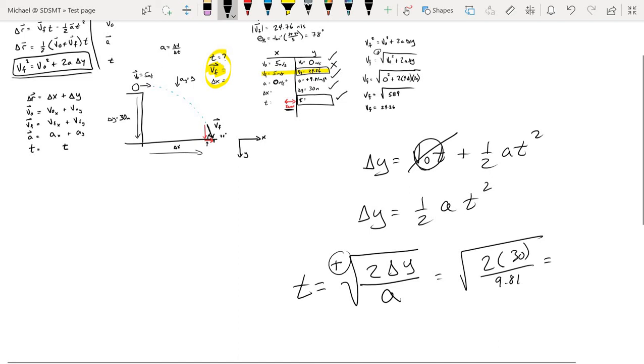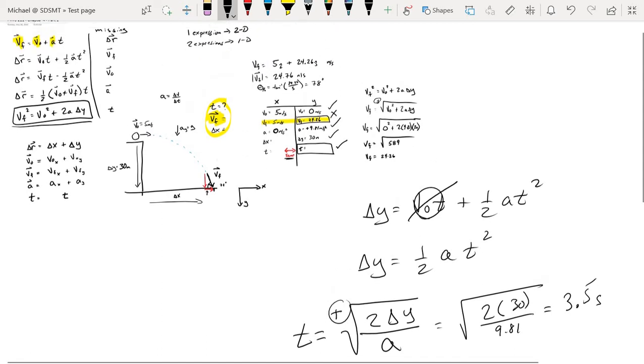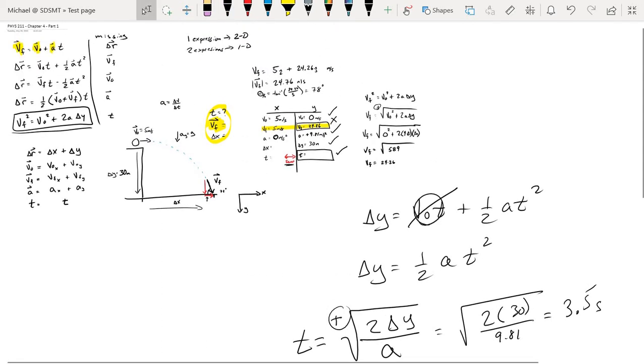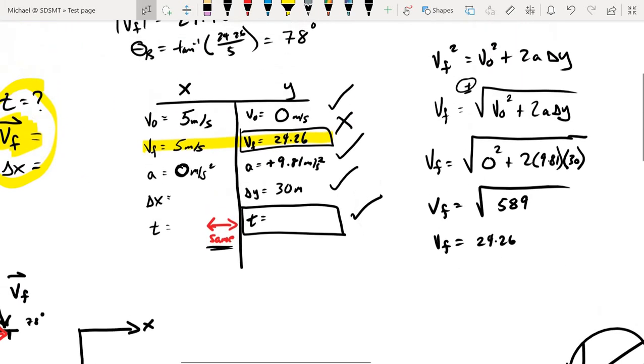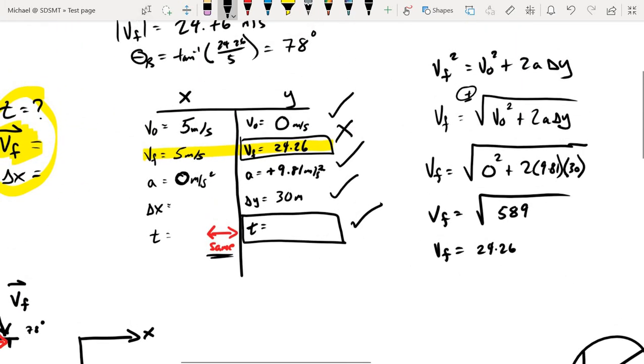We need the square root of everything, which is going to come out to be approximately 3.5 seconds. So this rock will be in the air for 3.5 seconds until it gets to the ground.